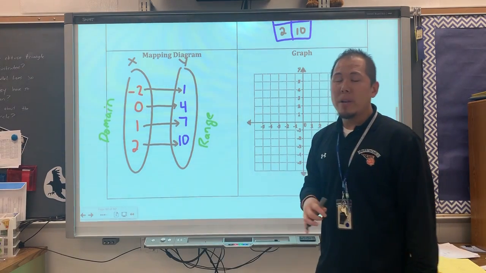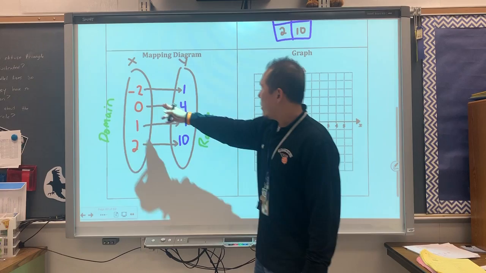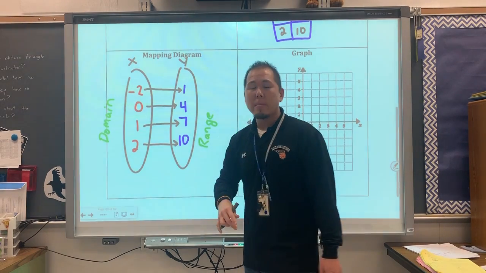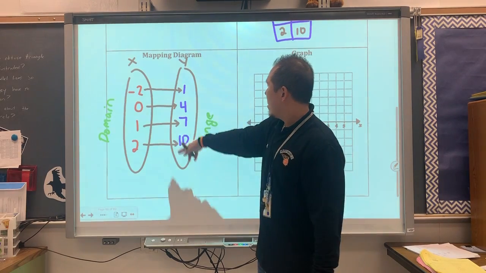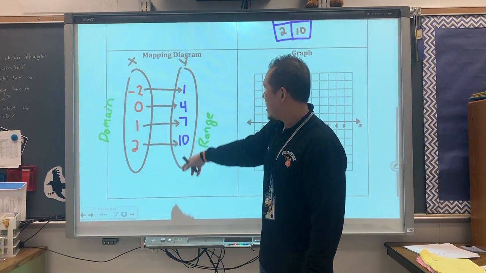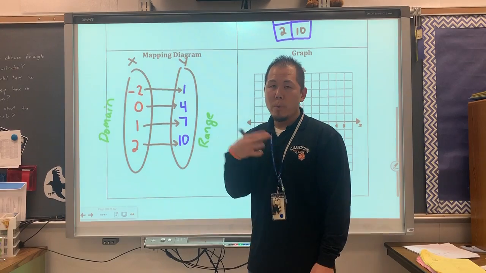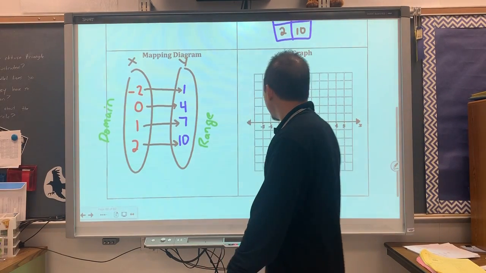And this is actually one of the nicer mapping diagrams. Notice the arrows go straight across. Sometimes you have arrows crisscross, okay? So it won't look as nice and neat and uniform as this. And you'll see that in some of the examples when you actually practice this concept.